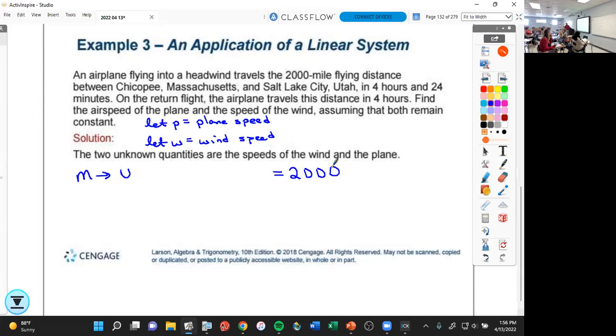We don't know how fast the plane is going. What's 24 divided by 60? Is it a nice number? I think it is. 24 divided by 60 is 0.4. Okay, so this right here is 4.4 hours.